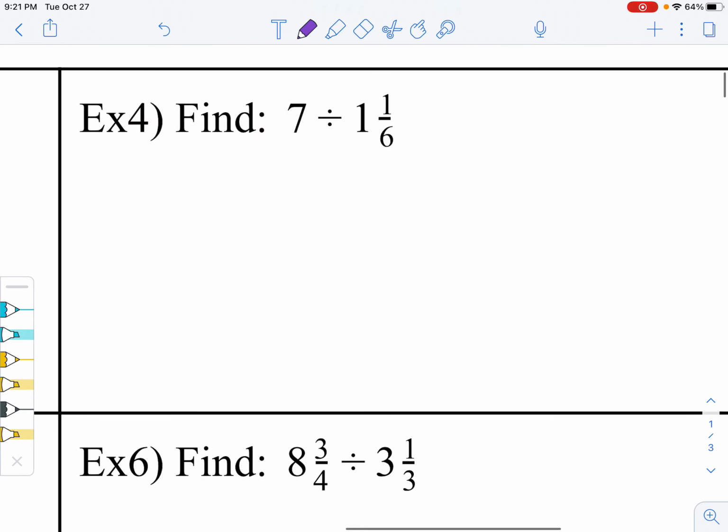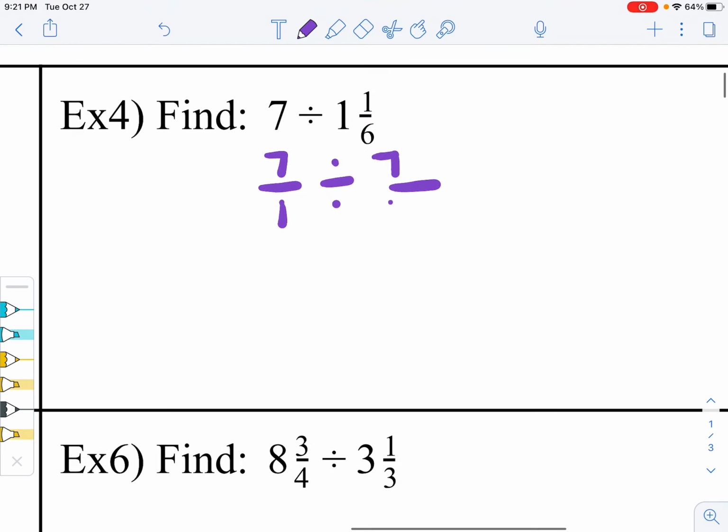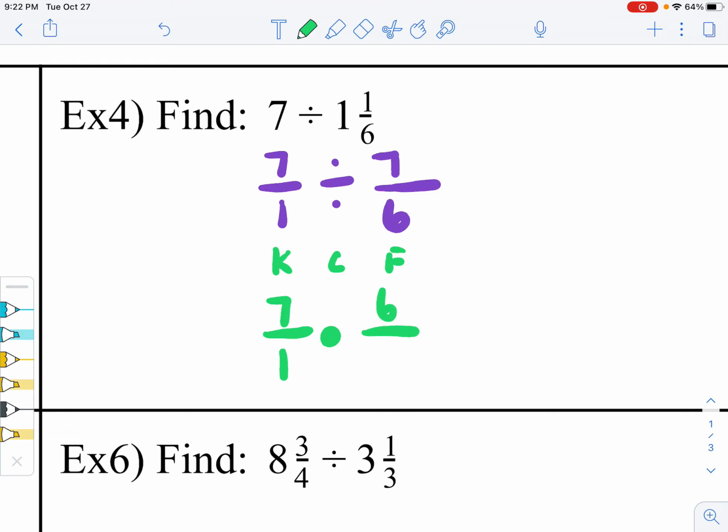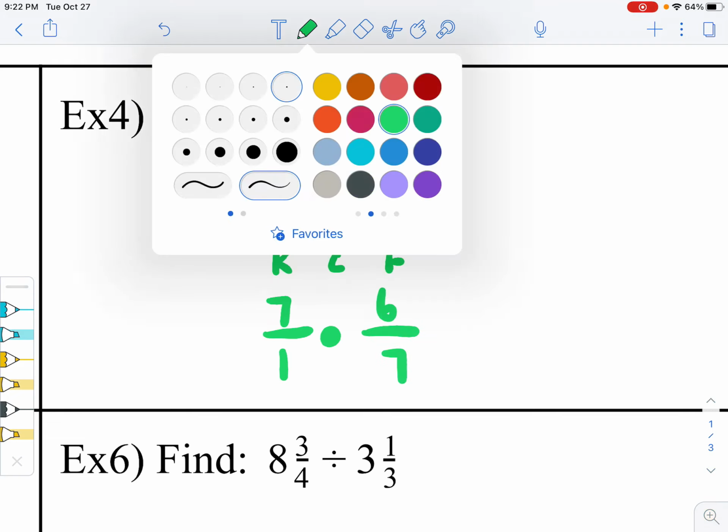In example 4, we have 7 over 1 divided by 1 times 6, which is 6, plus 1, which is 7, which is 7 over 6. Then we're going to keep, change, flip. We're going to keep 7 over 1. We're going to change our division to multiplication and flip 6 over 7.